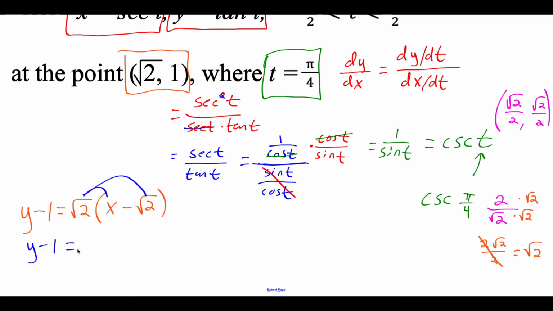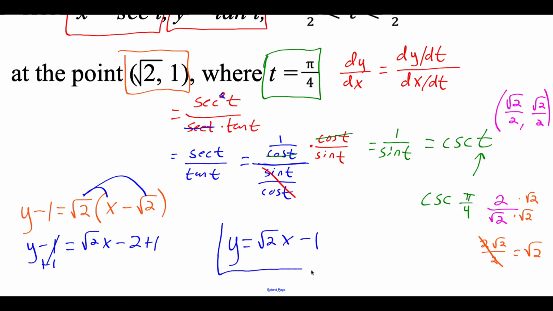I'm going to start by distributing that root 2 on the right-hand side. So y minus 1 equals root 2 x minus, if we take root 2 times root 2, we just get 2. Then I need to get rid of that minus 1 by adding 1 on both sides. So I end up with the equation y equals root 2 x minus 1. That's our equation for the tangent line at the point root 2 comma 1 using that t value of pi over 4.